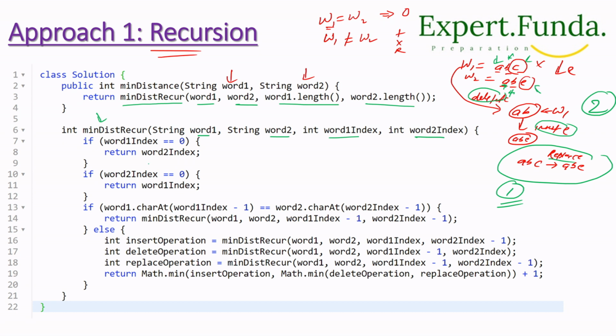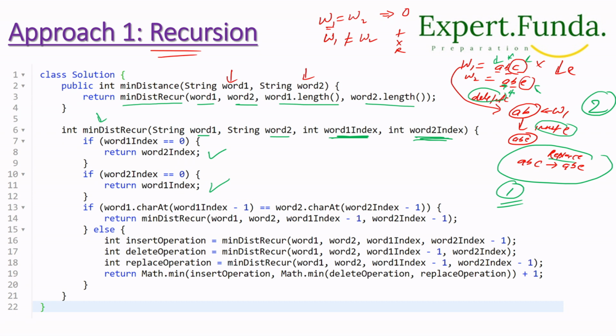So what we have to do, we have to check each index, right? That's why we are passing the index of both. We'll check at the index: if the word index is equal to 0, we will return the index, right? Both at both places, if the index is 0. Now what we will do, first of all, we'll take word 1's char at this index minus 1, right?